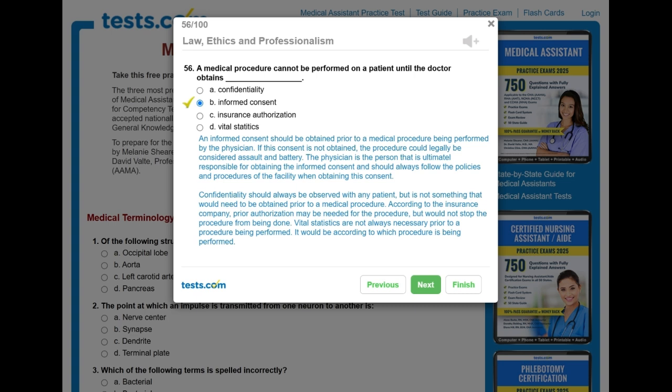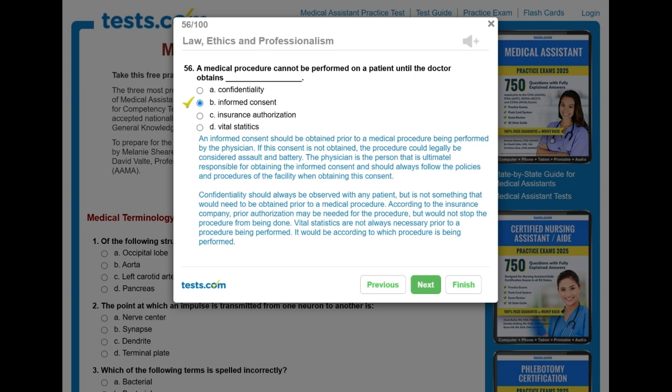An informed consent should be obtained prior to a medical procedure being performed by the physician. If this consent is not obtained, the procedure could legally be considered assault and battery. The physician is the person that is ultimately responsible for obtaining the informed consent and should always follow the policies and procedures of the facility when obtaining this consent.